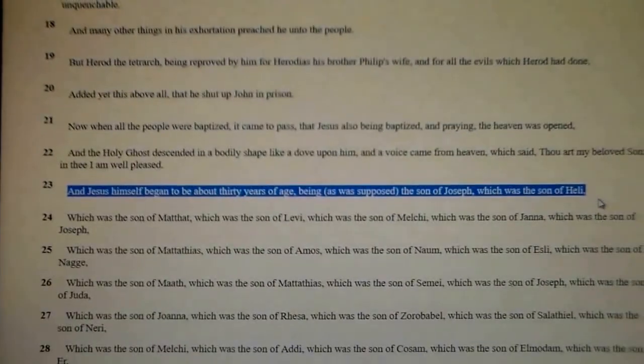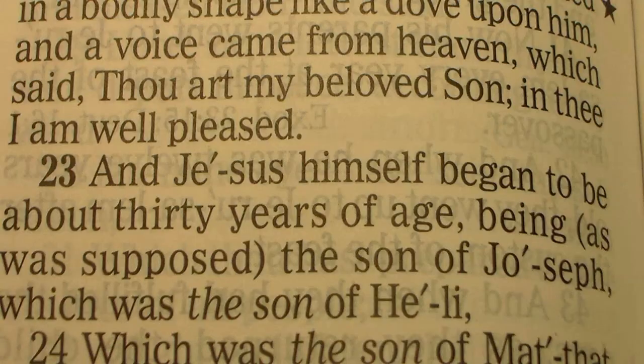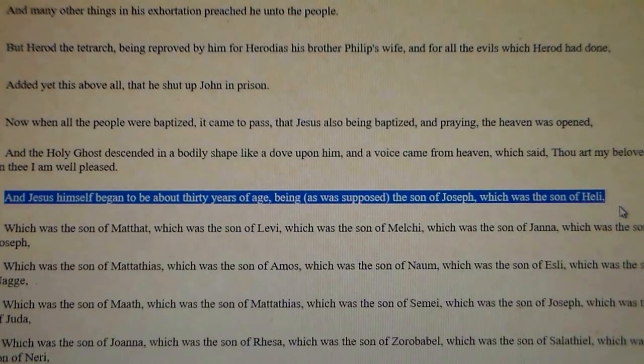It says, and Jesus himself began to be about 30 years of age, being as was supposed the son of Joseph, which was the son of Heli. So we know here that this is very credible, because 30 years old was the minimum age required for priestly duties according to Numbers chapter 4 and verse 3.